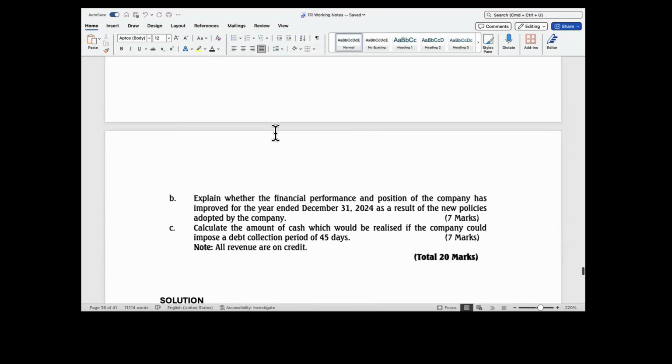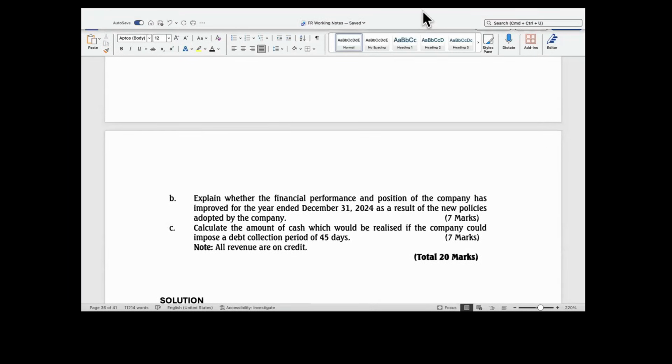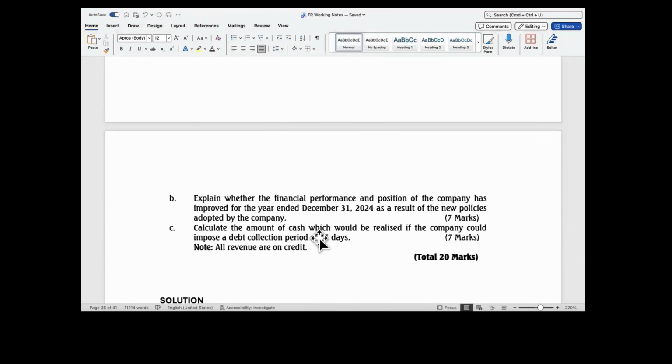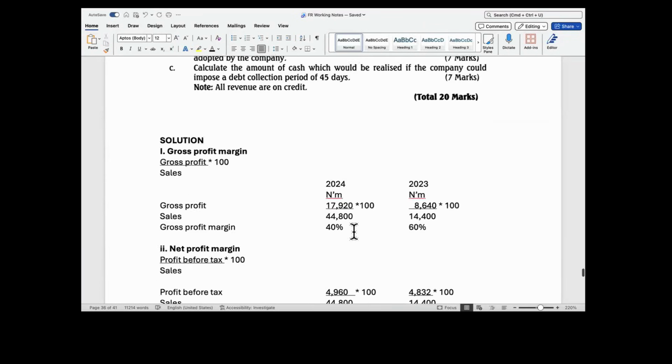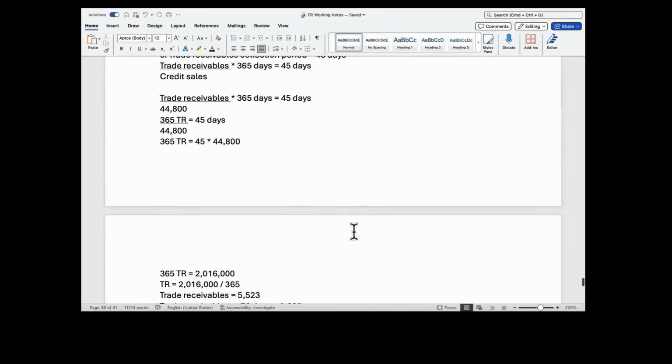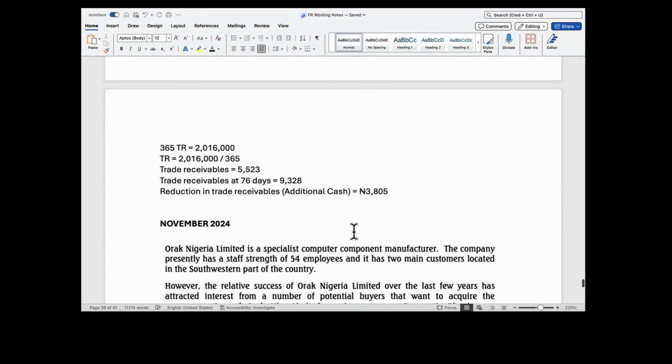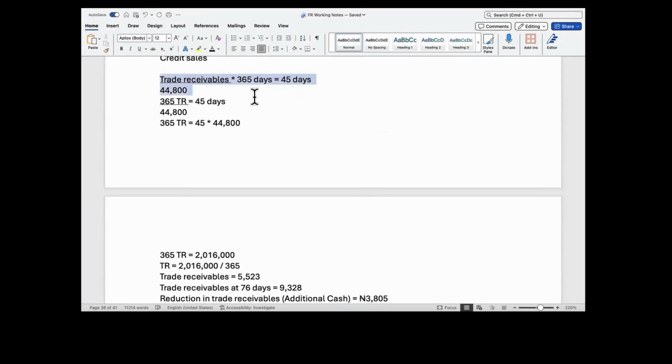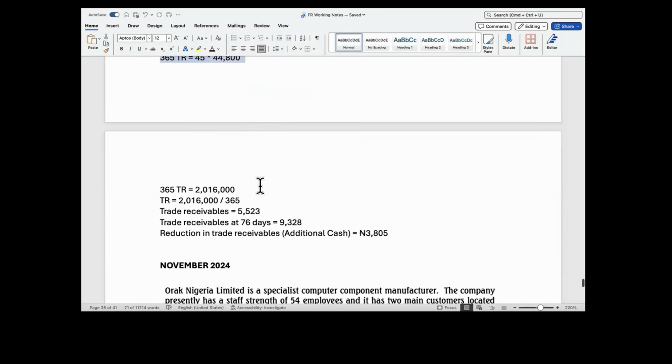And it's 7 marks. Calculate the amount of cash which would be realized if the company could impose a debt collection period of 45 days. It's just for you to compare what the receivables would be by using this approach, and what my receivables was when I did 76 days. It decreased like this, so this is additional cash. This is the amount of cash that would be available.